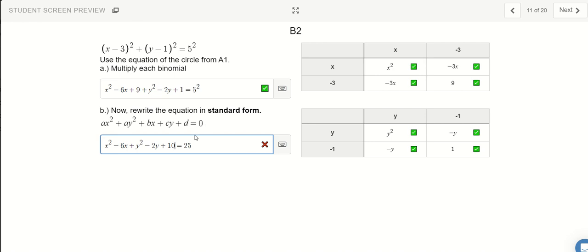And to get in standard form, I want to move these to the other side. So minus 25 on both sides. These are gone. And 10 minus 25 is going to be negative 15. All right, so this is the equation in standard form.